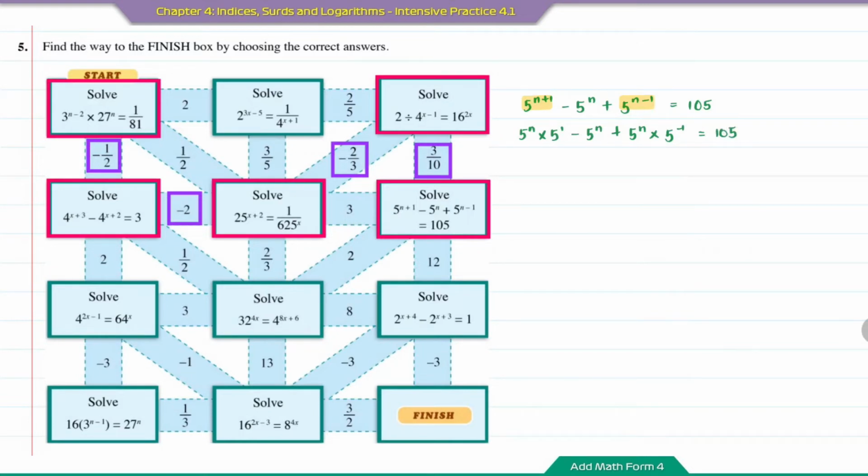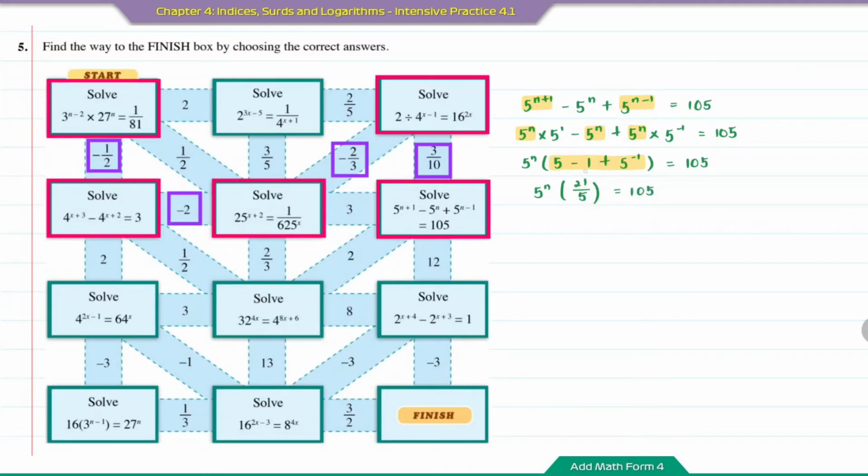Now for the terms on the left hand side, you're going to find that you have the same one, which is 5 to the power of n. So I can factorize it. So here you're going to have 5 to the power 1, which is 5, minus 1 plus 5 to the power of negative 1. This will be equal to 105. So solve the value inside the bracket, you will find that it is equal to 21 over 5.